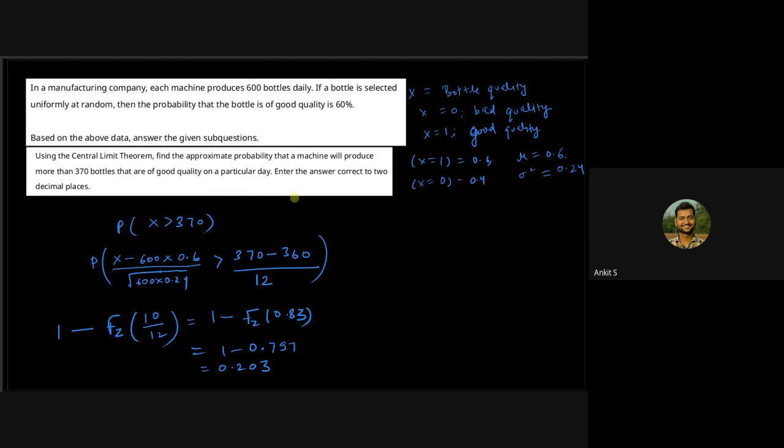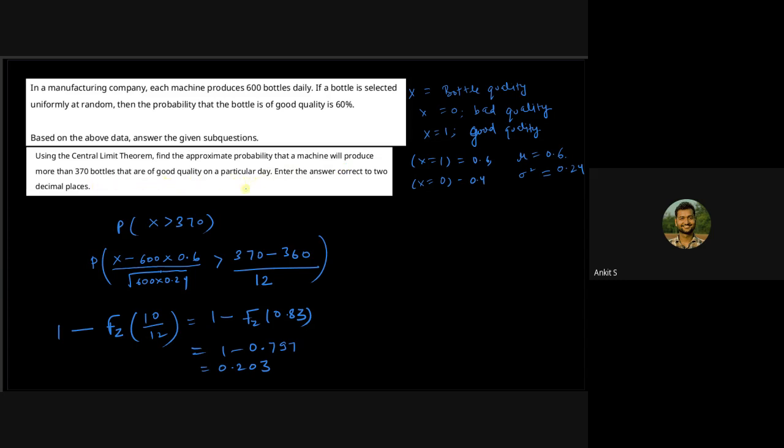Daily, the company produces 600 bottles, but some of them are of good quality, some of them are of bad quality. And the number of bottles of good quality varies. So the question is, how do you find the probability that a machine will produce more than 370 bottles that are of good quality on a particular day?